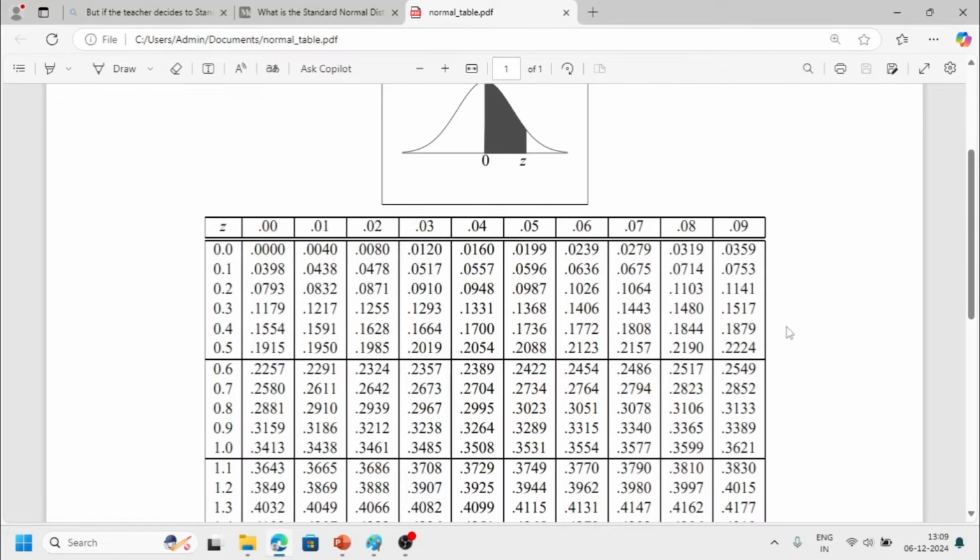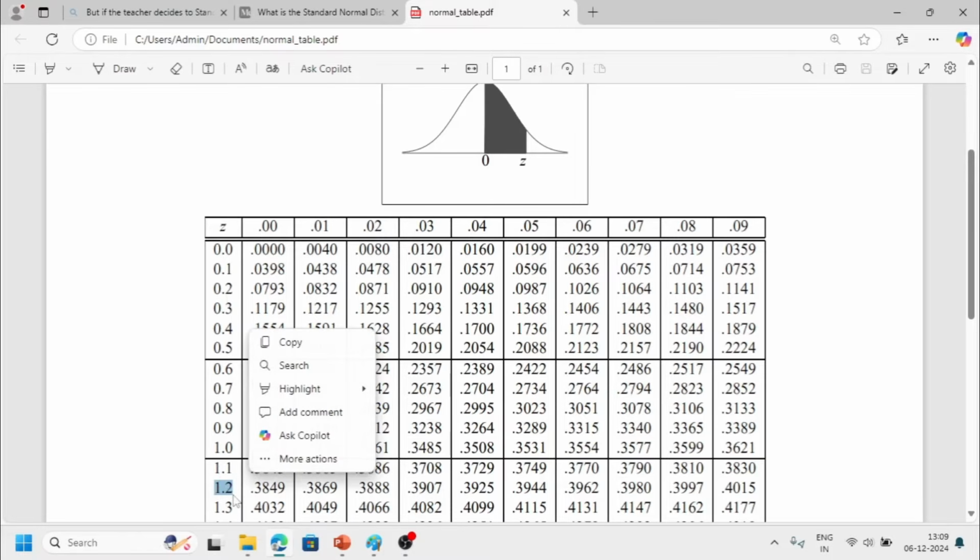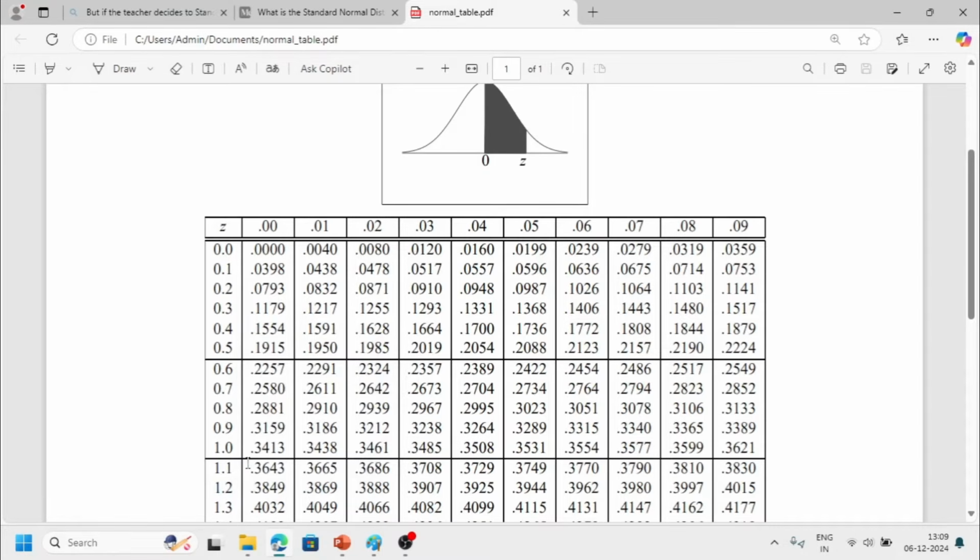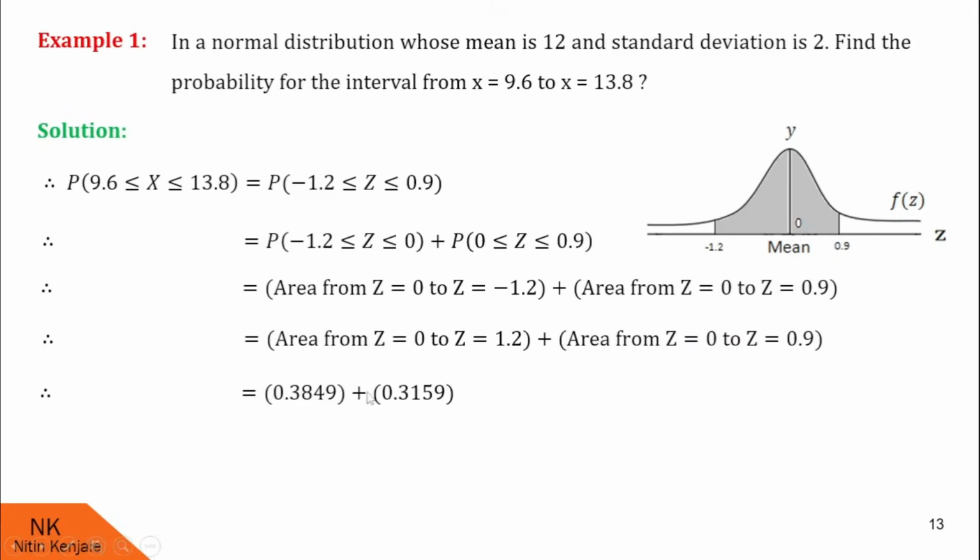Let us check where is 1.2 in this first column. Here it is. After 2, we have 0 in the next decimal place. So we will see the value of 1.20. 1.20 is 0.3849. So we write here 0.3849.